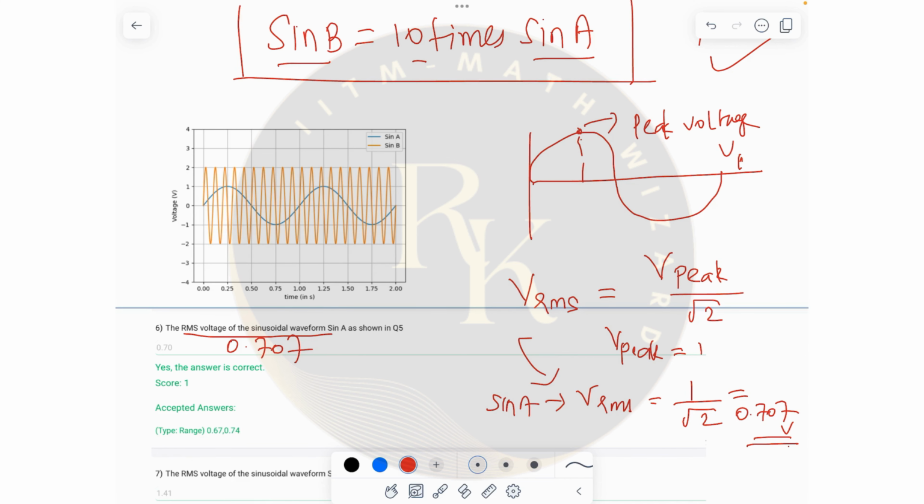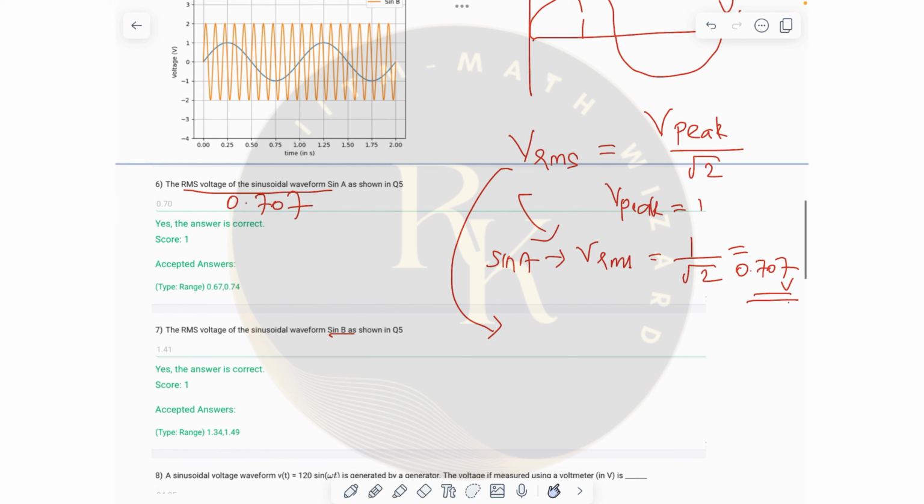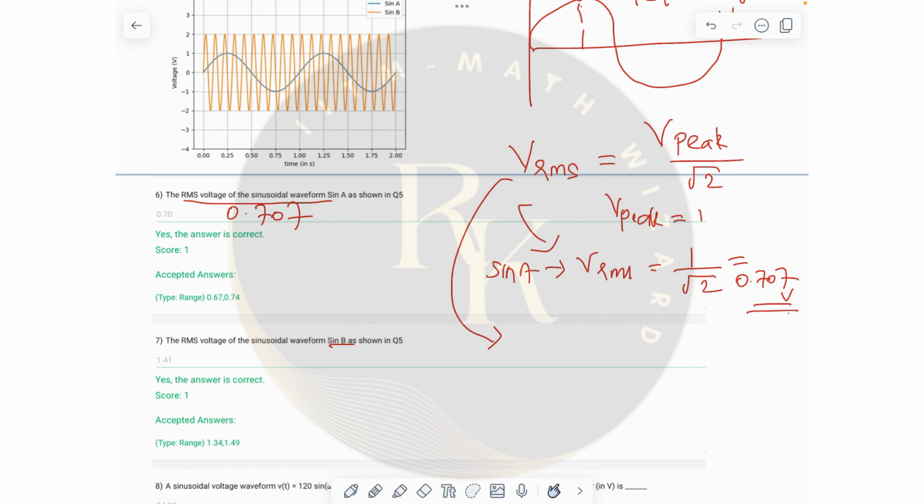In the same way, let us look at the RMS voltage of sin B. The same formula is used, but we substitute for sin B. If you look at this diagram, you can see the crest followed by the trough. This is one cycle. Here the peak voltage is 2. Evenly, all the crests of the sine wave follow the same value, which is 2.